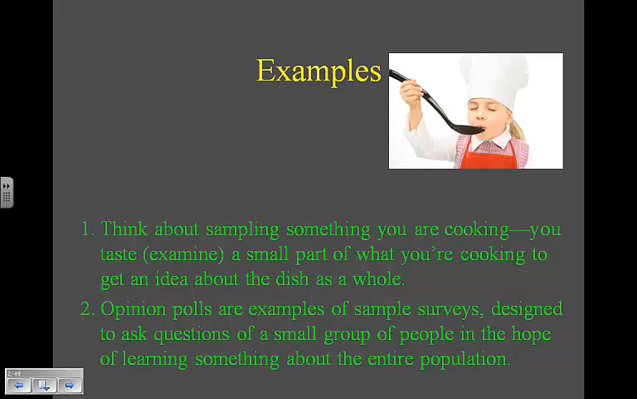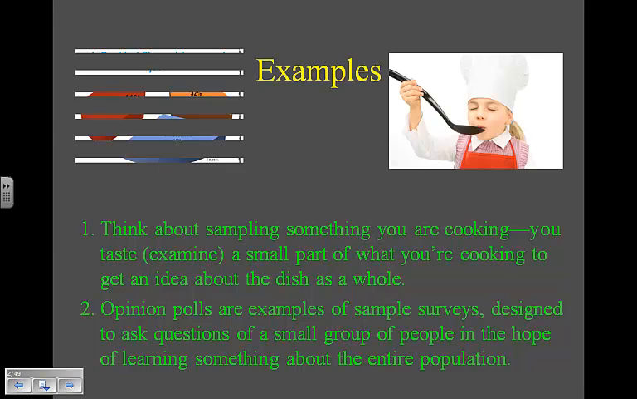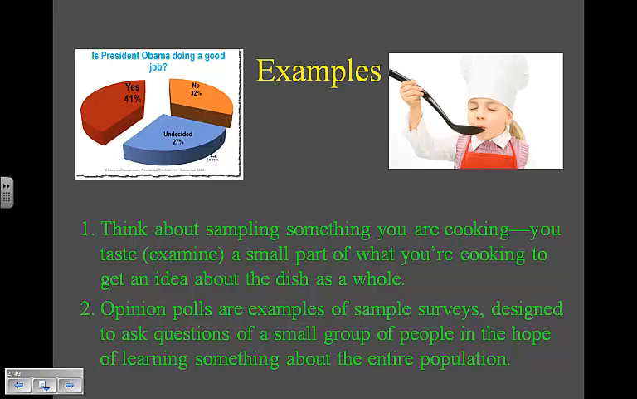Opinion polls. These are also examples of sample surveys. They're designed to ask questions of a small group of people in the hope of learning something about the entire population. It is simply too difficult to ask the entire population the question, so we do an opinion poll, and we ask a small group of people, and we try to make some sort of inference based on what they're saying. That's an example of sampling.